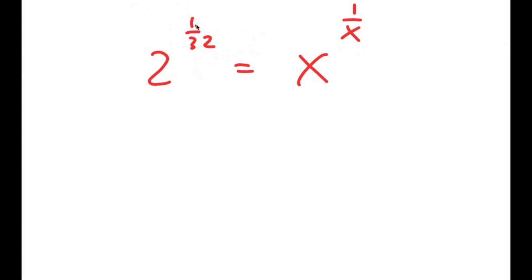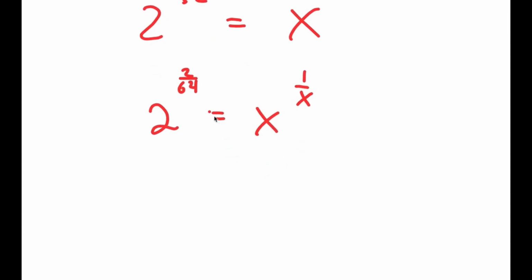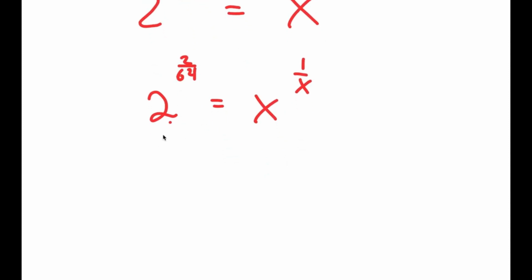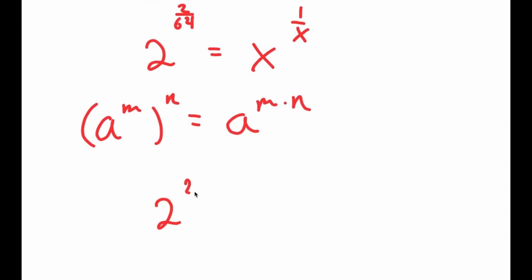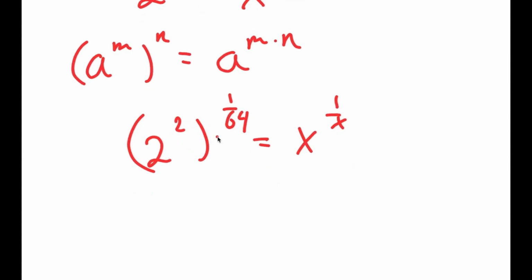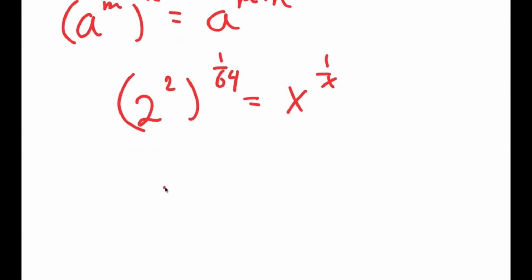Well, what we can do is rewrite 1 over 32 as 2 over 64. And now, remember, this is the same thing as if I have something in the form a to the power of n to the power of m, this is equal to a to the power of m times n. So I can reverse this and rewrite this as 2 to the power of 2 to the power of 1 over 64. And 2 to the power of 2 is 4, so I get 4 to the power of 1 over 64 is equal to x to the power of 1 over x.